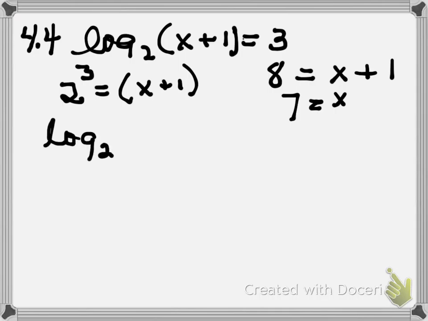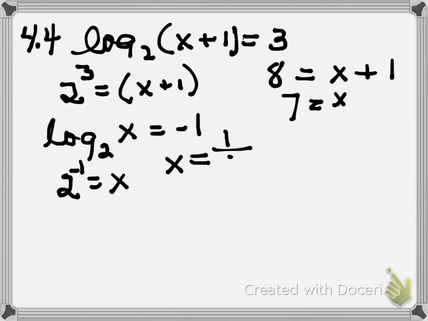The base is 2, and the exponent's -1. So now this is saying the base of 2 to the negative first power equals x. Now remember, negative as an exponent means make it into a fraction. So we're making this into a fraction with 1 in the numerator and 2 to the first power in the denominator.